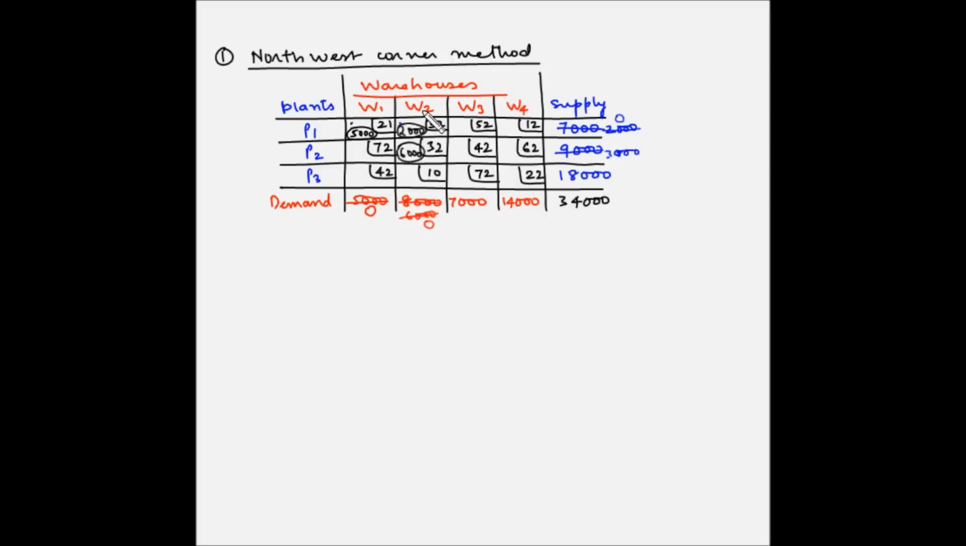So now W2 has been completely allocated. However, P2 still has some availability. So let's move to the square on the right side, which is P2, W3. So let's evaluate the supply and demand situation here. Now P2 has a supply availability of 3,000 units, while W3 has a demand of 7,000 units. So the maximum we can allocate here is 3,000 units.